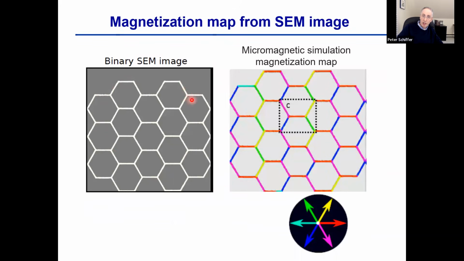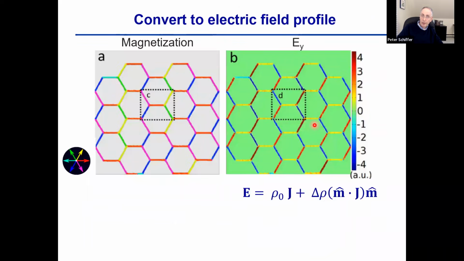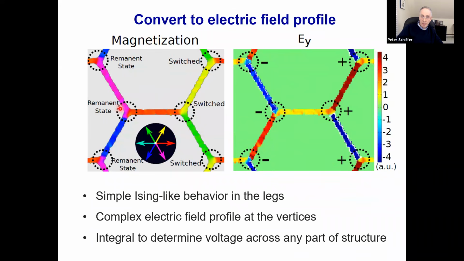So we took an SEM image, and we used that to get micromagnetics. And so this is just a color image that shows the direction of the magnetization in each part of the structure. And then we converted that to an electric field profile using this form here, assuming a uniform current going across. We took the magnetization and got the electric field at every point throughout the structure. And this is a blow up of that. So here's the magnetization, and from the magnetization at each point, we can get what the electric field is at each point throughout the structure.